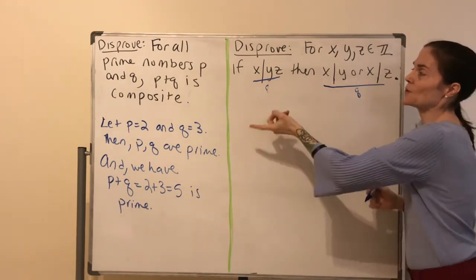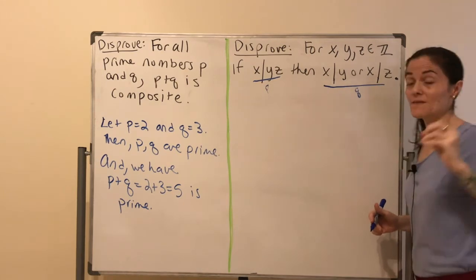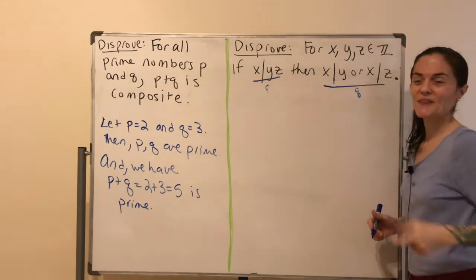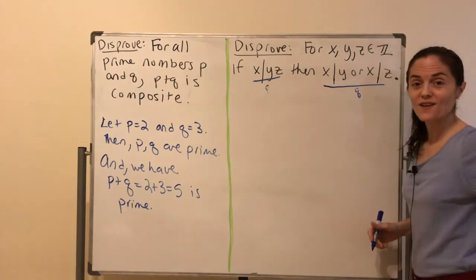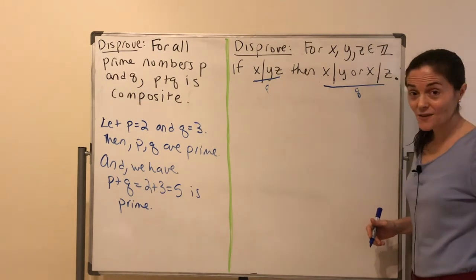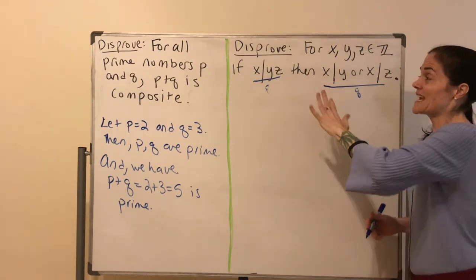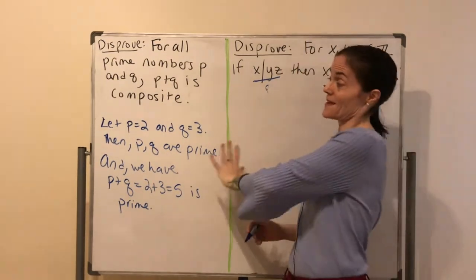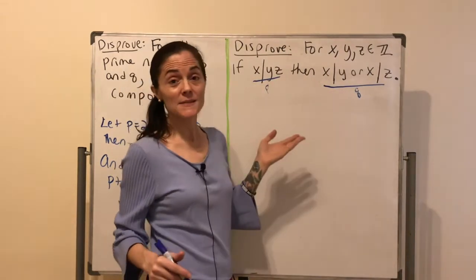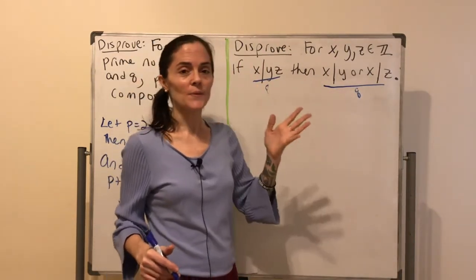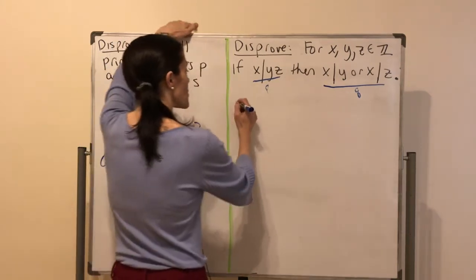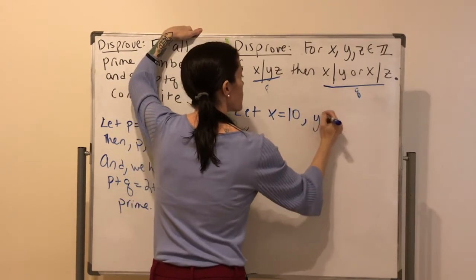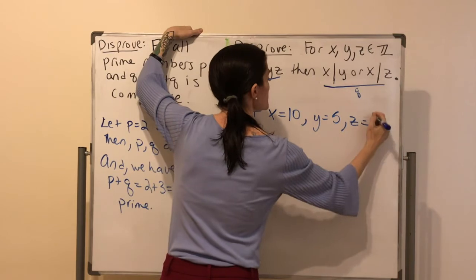In order to disprove this, we need a specific x, y, z, such that we want p to be true and we want q to be false, right? Because p and not q is the negation of p implies q. So we have to think a little more, I think, than the other one. And sometimes coming up with a counterexample, you might have to try a few. So let's try here x is 10, y is 5, and z is 4.